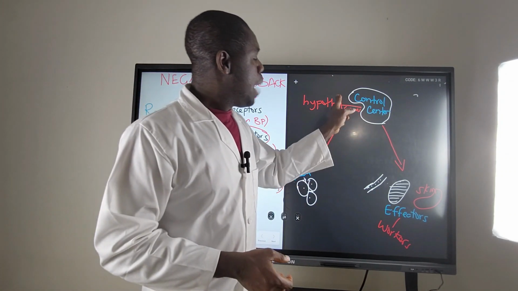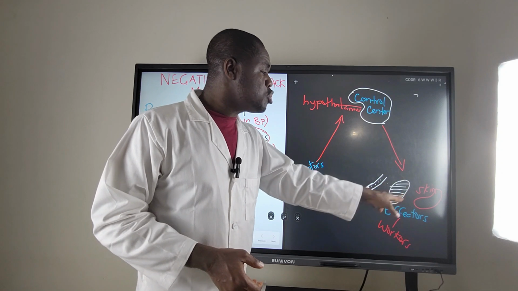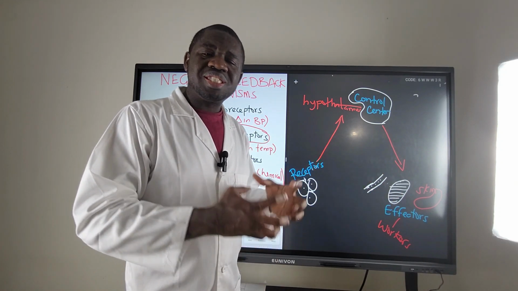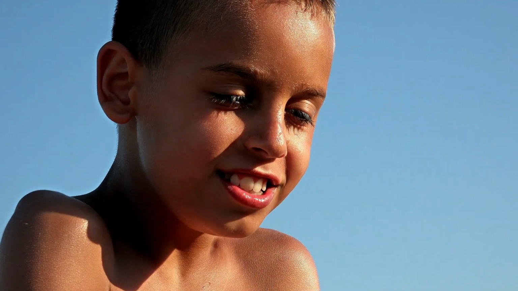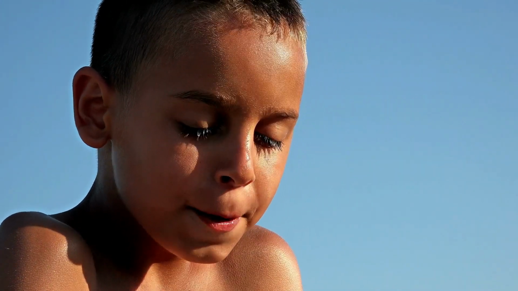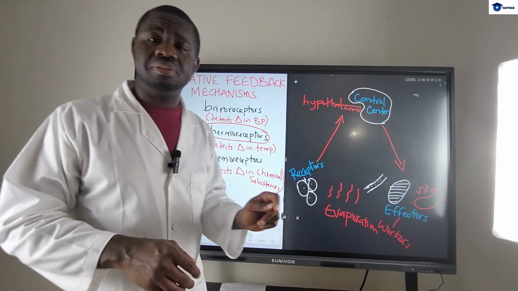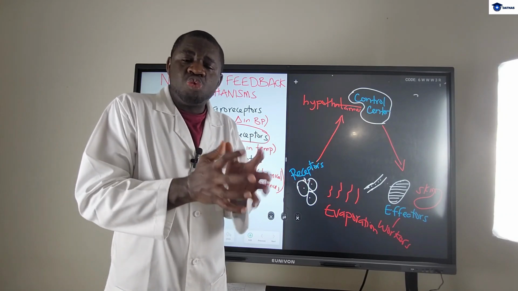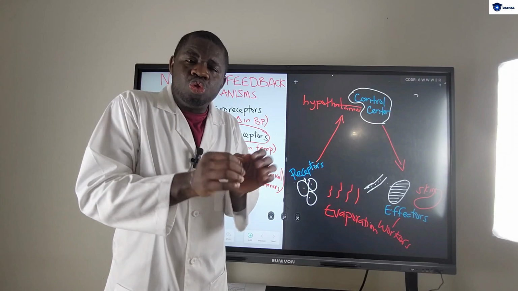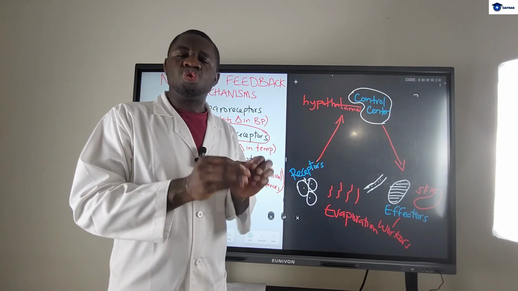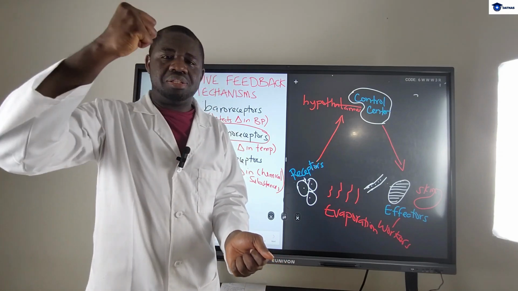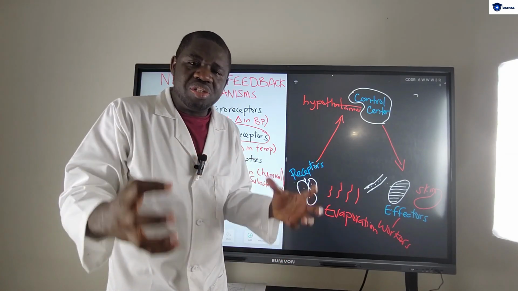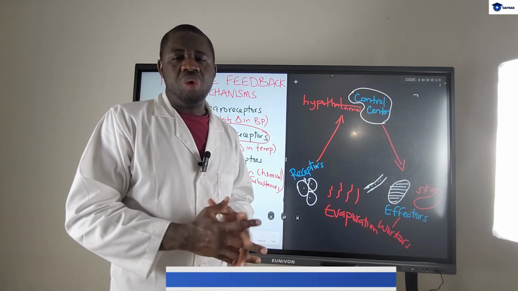Not only that, the hypothalamus will also instruct the muscles to start contracting, and the muscles will start contracting to generate heat. The hypothalamus will instruct the skin to stop producing sweat. That is, the sweat glands will be instructed to stop producing sweat so that there won't be loss of heat by evaporation. So the heat is conserved in that way.